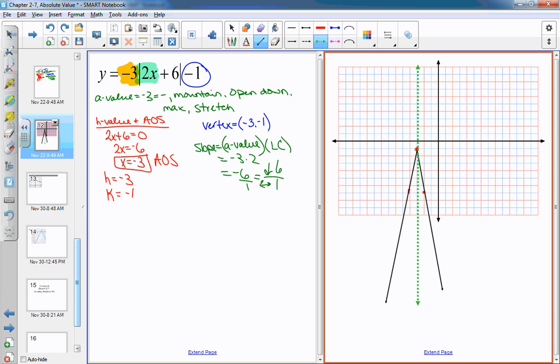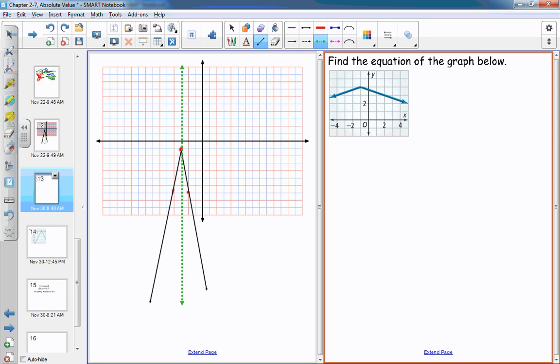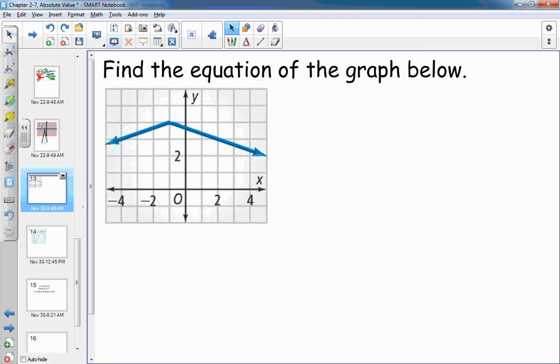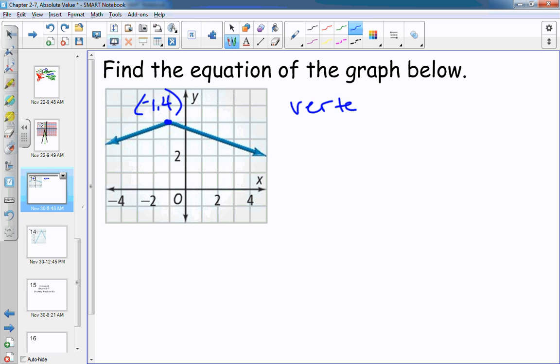Now, we're going to do one problem here to get you ready for the next thing. The next thing is going to be working backwards. Working backwards. Now, when we graphed, what did we graph first? The vertex. So what do I need to locate first? So what's my vertex? -1, 4. So my vertex is going to be -1, 4, which means that's my H and my K. Do you all agree? Okay.